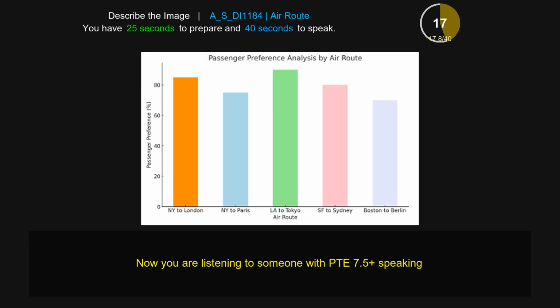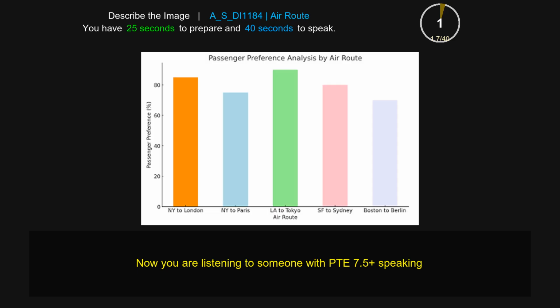The first category of London, which is 80%. The second category of Paris, which is 60%. The last category of Berlin, which is 60%. Moreover, the highest area is covered by Tokyo air route, which is 40%, and the lowest area is covered by Paris, which is 10%. In conclusion, the bar graph gives information about air route.